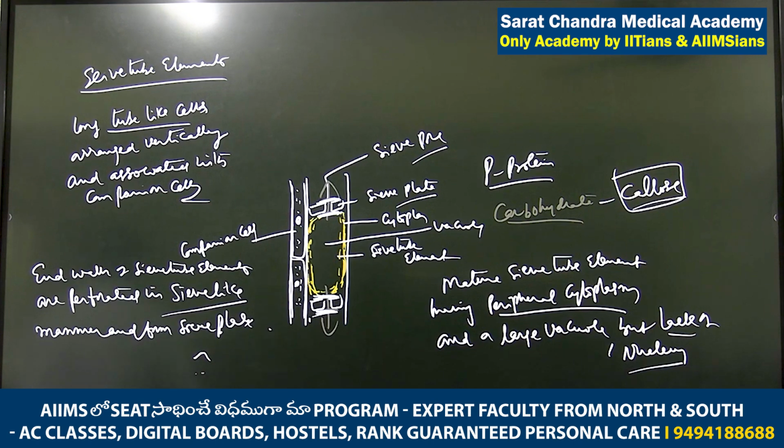When the cells become older, a callose plug is formed. When the cell shows injury, a P protein plug is formed. The injured cells secrete P protein, the older cells secrete a carbohydrate, that is nothing but callose. Both obstruct the conduction of food materials by blocking the sieve pores of the sieve plate.